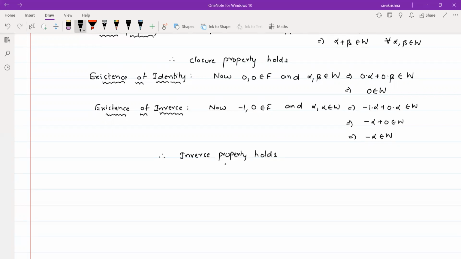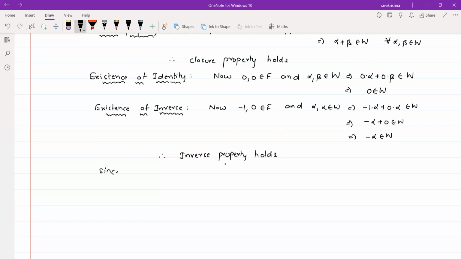Like yesterday's theorem, we have proved all three conditions, but in a different order. Now we have proved all the properties in the same order. After that, we need not prove the closure property, associative property and commutative property, because I am writing the reason.